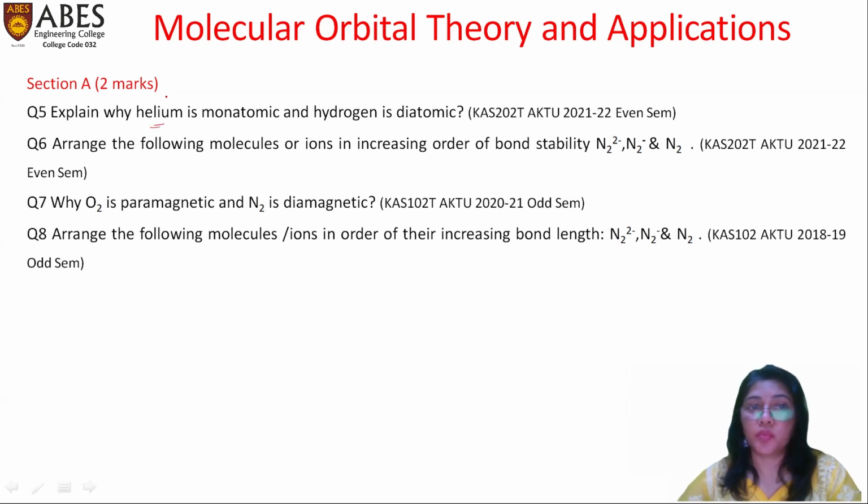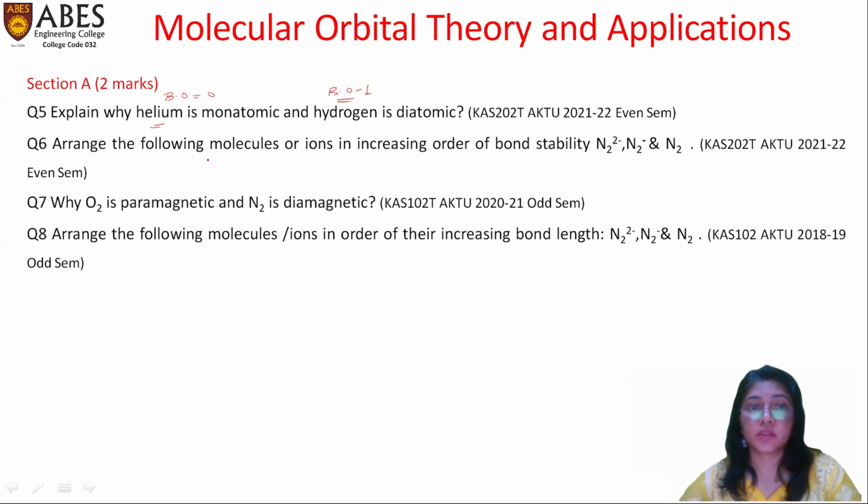For helium, the bond order will be 0, and for hydrogen, the bond order is 1. So hydrogen has a single bond, and since the bond order of helium is 0, it can be explained on this basis that hydrogen is diatomic and helium is monoatomic.